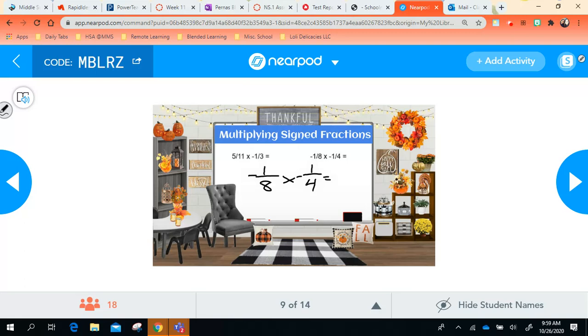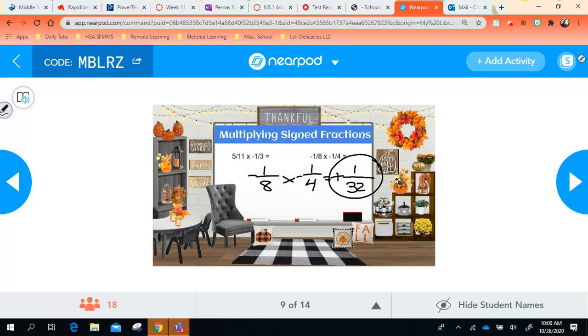Okay, so a negative times a negative is what? Negative. Positive. I have somebody in here looking at their rules chart. Were you looking at your rules chart or did you forget to write your rules down? What is 8 times 4? 32. And what is 1 times 1? 1. So we've got positive 1 over 32.